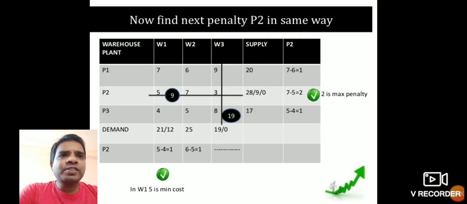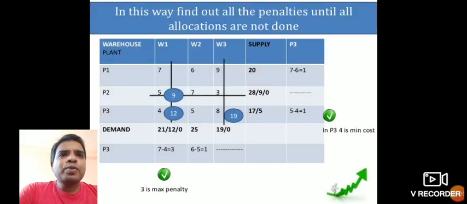Now for the P2 W1 cell, please check it. Supply is 9 and demand is 21. Which one is the smallest one? That is 9, so allocate 9 to the P2 W1 cell. In the demand, 21 is there, subtract 21 minus 9, it is left with 12. Now the same procedure we need to follow.